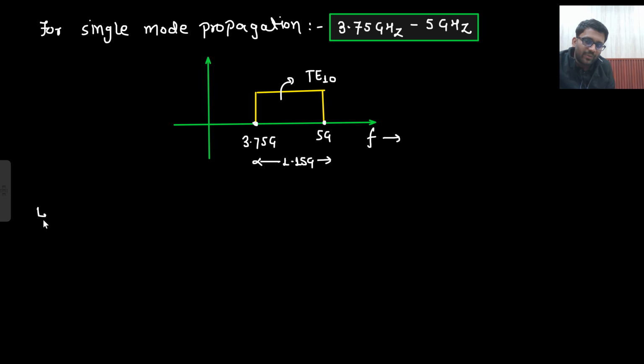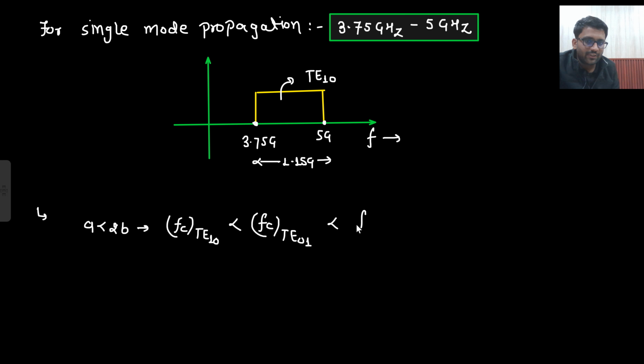Also, what conclusion did you make? That if A is less than 2B, then cutoff frequency for TE10 will always be lowest. Then which value will come? TE01 will come, and then which value will come? TE20 will come. And if A is greater than 2B, then certainly FC TE10 will be lowest. Then which value will come?